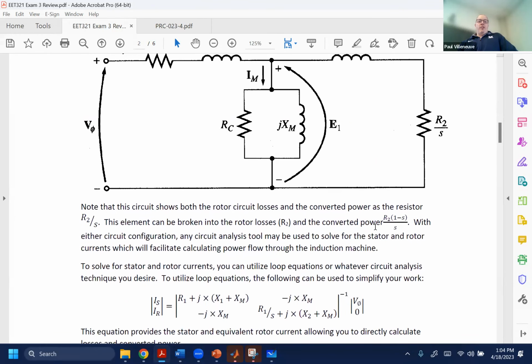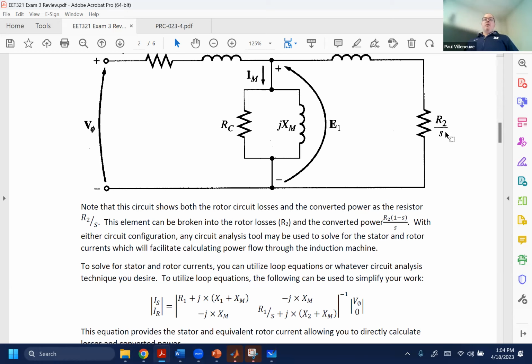And I showed you, it's up to you, this R2 over S. You could break this up into an R2 and an R2 times (1 minus S) over S. If you do that, the R2 times (1 minus S) over S is equivalent to the power that is converted to the mechanical realm. The combination of the two is easier for circuit analysis. But if you wanted the full-blown Monty to directly do calculations, it's better to divide this up into an R2 and an R2 times (1 minus S) over S. Those two are pretty helpful for you.